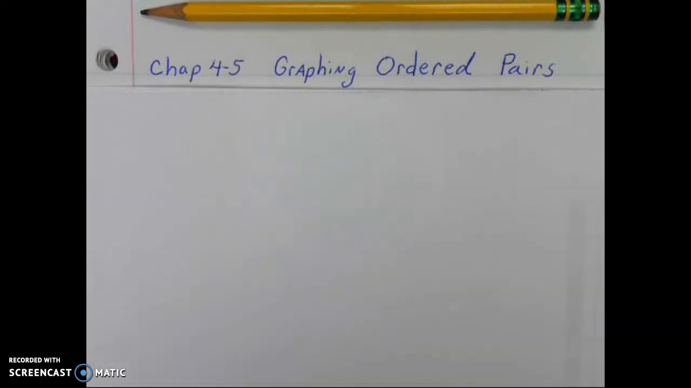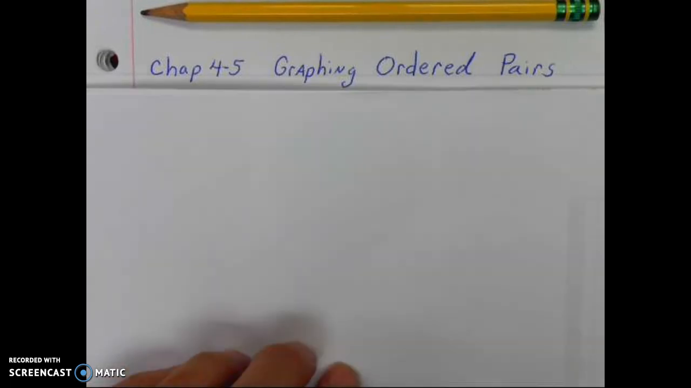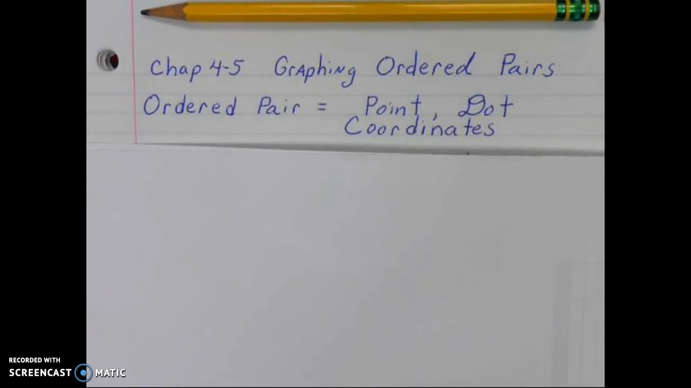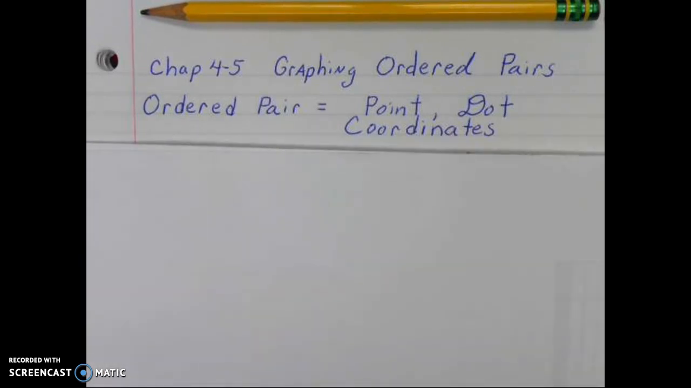All right, so moving on into how to graph an ordered pair. Well, we first need to know what is an ordered pair. Okay, so an ordered pair is right here. So make sure you pause this at some point and write this down. But an ordered pair is basically a point, a dot, or coordinates.